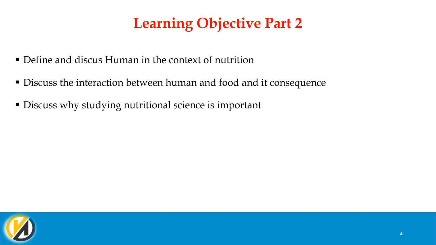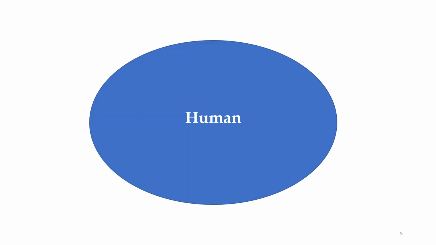So our learning objective for part 2 is to define and discuss human in the context of nutrition, as well as discuss the interactions between food and human and its multiple consequences on human health. And finally, we will discuss why we study nutritional science. So let's delve into the discussion.